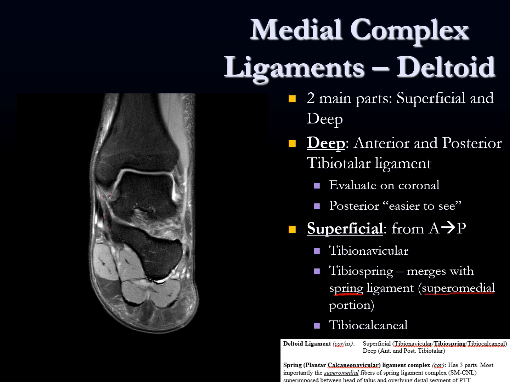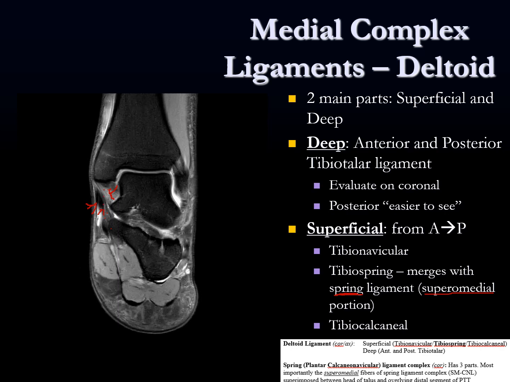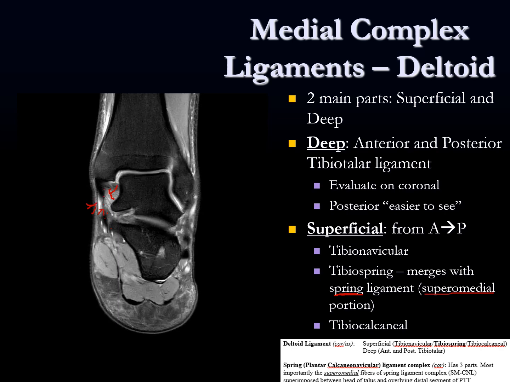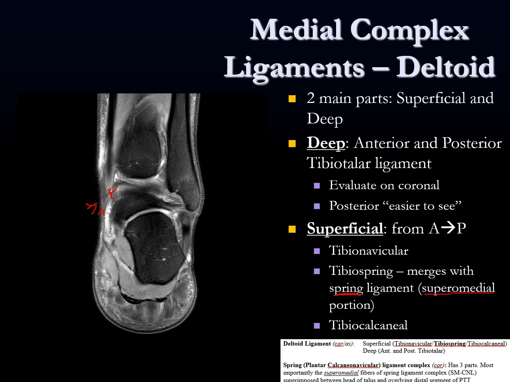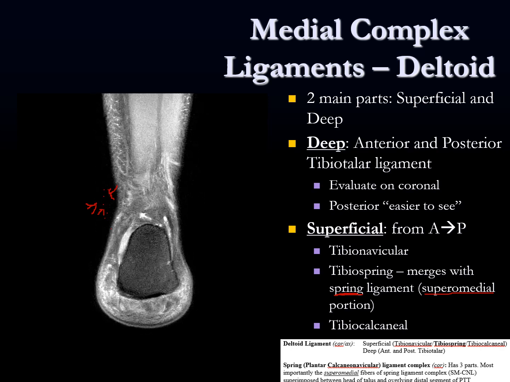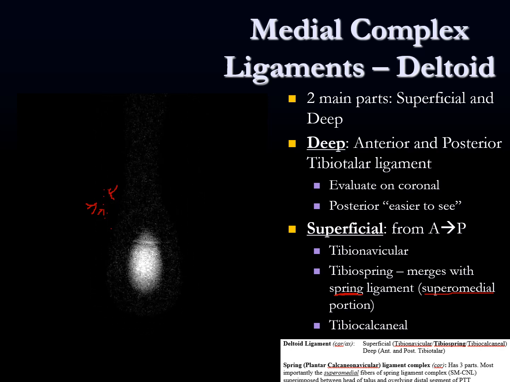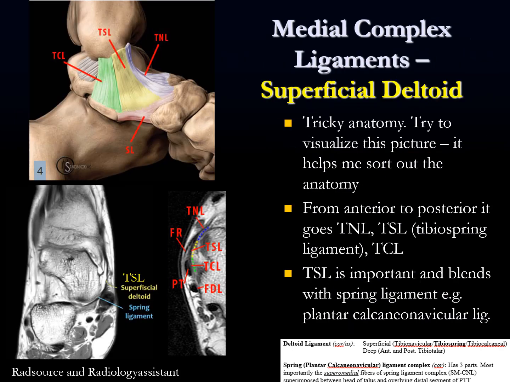I wasn't really paying as much attention to the deep deltoid, but this is the deep deltoid here. And this is the superficial deltoid here. You're in the superficial deltoid because just superficial to that should be your tibialis posterior right here. And you just have to use multiple sequences, planes, and get used to how it looks to get more used to it. So that's one run through the coronal. Hopefully somewhat helpful as a starting point.